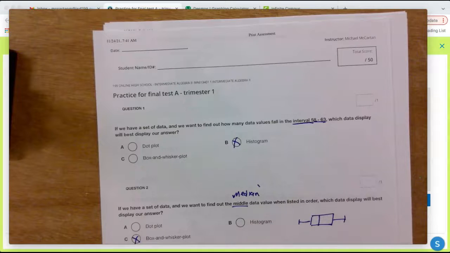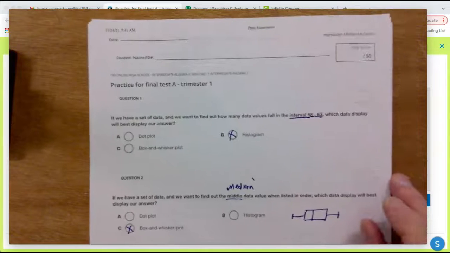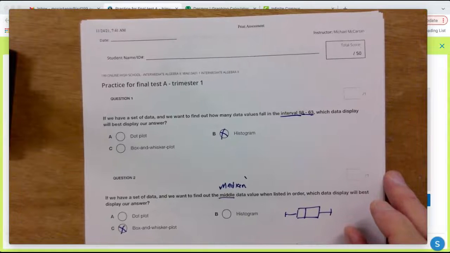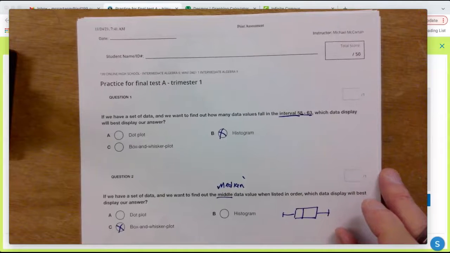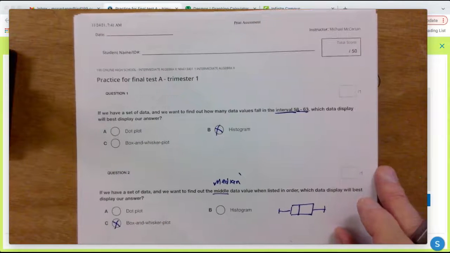Okay, hello everyone. Guys, look at the practice test. This is from Wednesday. It's the day before Thanksgiving, okay?